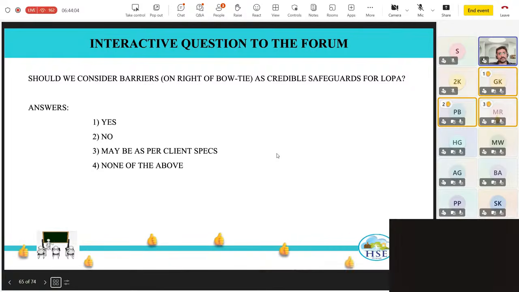I think most of them had said no, which I don't tend to differ with their opinion. They are right in their own place, but there are instances where, based on this typical configuration and client specifications, they have been considered as credible protective layers, as long as they meet the requirements or the criteria we will be discussing in a future slide. That is a practical explanation and practical example I gave.